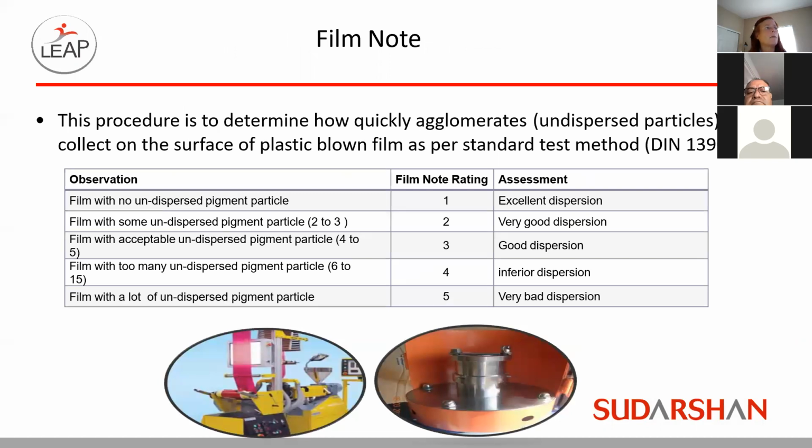Film note, I mentioned earlier that this is very important for film applications. So we also rate this in terms of a 1 to 5 rating, where 1 is excellent dispersion, there are no pigment particles in a set length of film, versus going all the way up to 5, which makes it unsuitable.